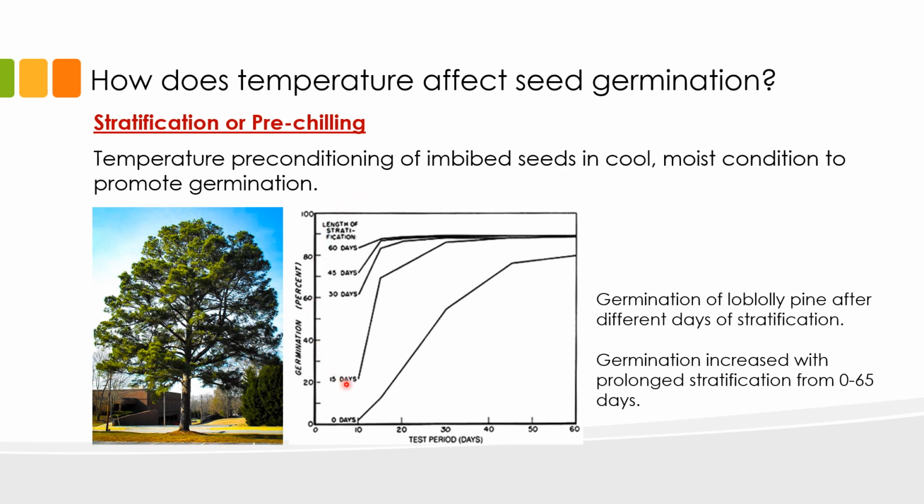This graph shows the germination of loblolly pine after different days of stratification. We have here 0, 15, 30, 45, and 60 days of stratification. From these line graphs, we can see that germination in loblolly pine reached its maximum of around 85% between 13 and 15 days following stratification for 30 to 60 days.